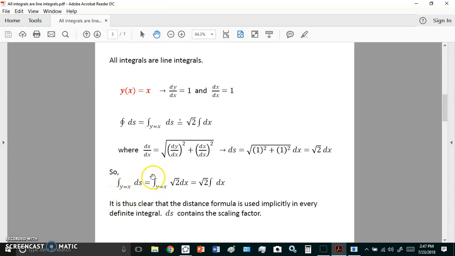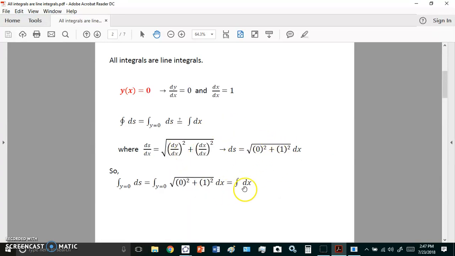So if we write it like that, you see, notice the previous one we wrote y is equal to 0, this one we write y is equal to x, and that's going to equal the integral of root 2 dx, which is just root 2 times the integral of dx. It should therefore be clear to you now that the distance formula is used implicitly in every definite integral. So while you don't see this process in the definite integral like that, it is there. You just don't see it, okay? It's happening. Otherwise, you're not integrating. You're not finding the area by taking the product of two arithmetic means, right?